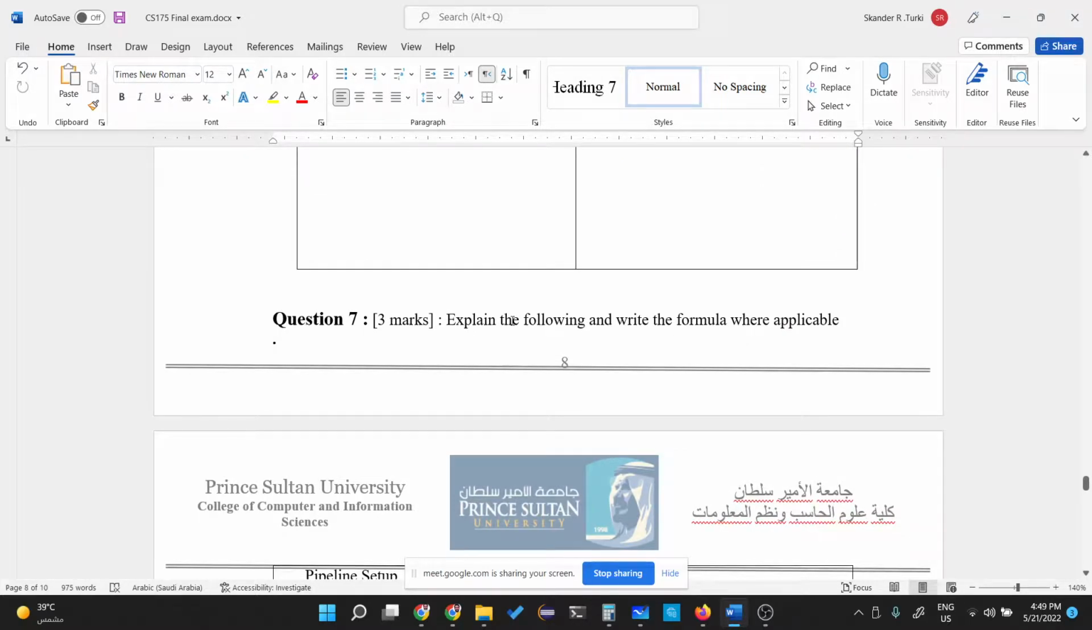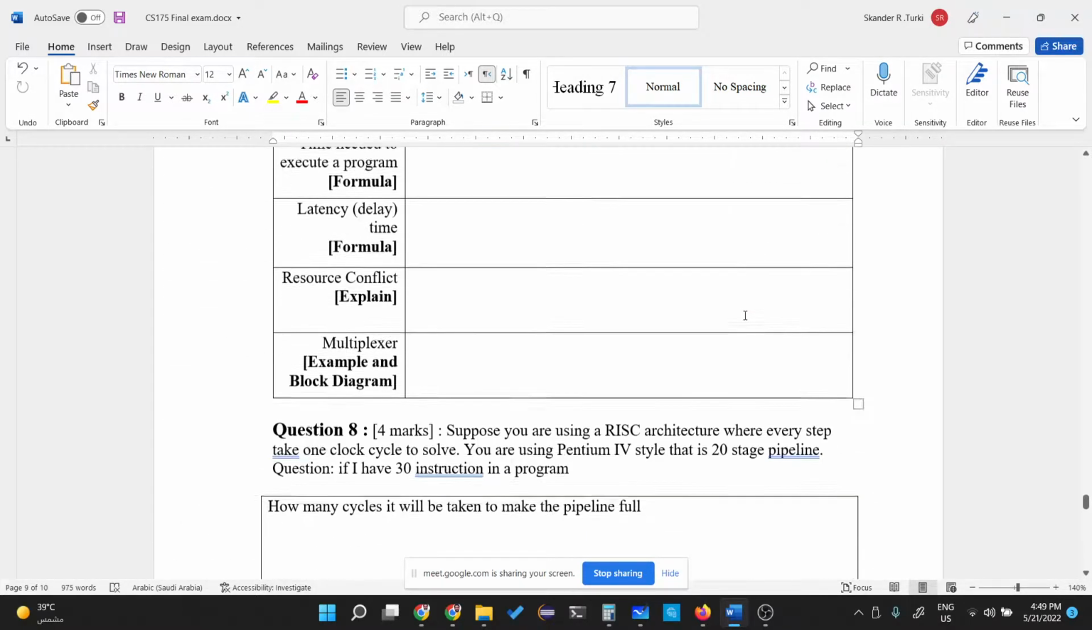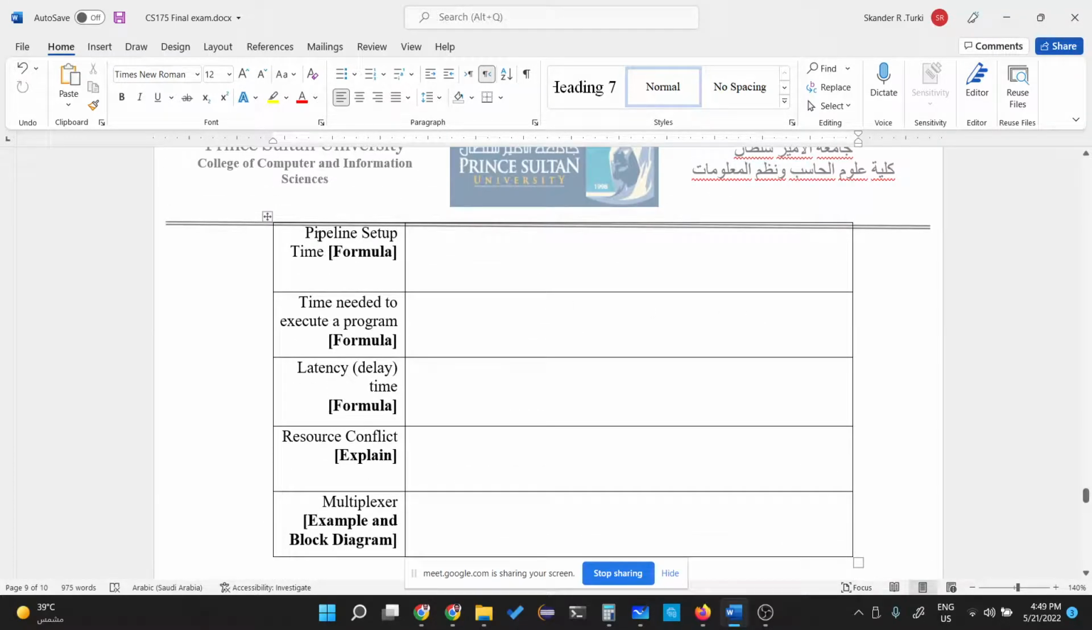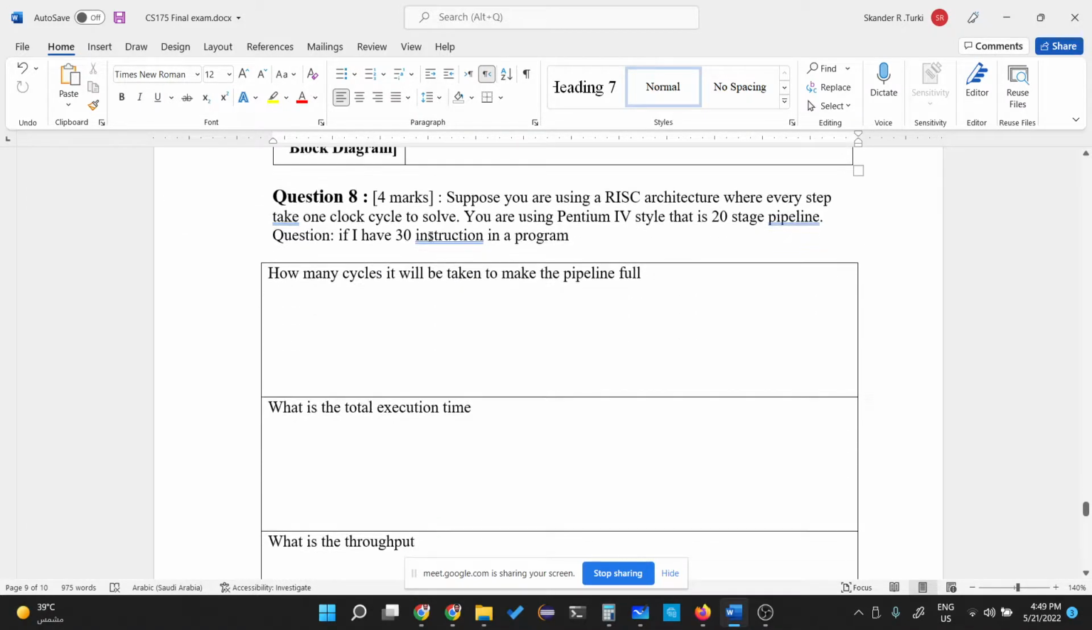Then it says explain the following and write the formula if applicable. This is not very important. Pipeline, you know what a pipeline is. Let's go to 8. Suppose you are using RISC architecture where every step takes 1 clock cycle. You are using Pentium 4 style, that is a 20-stage pipeline. Question 1: I have 30 instructions in a program. How many cycles will it take to make the pipeline full?